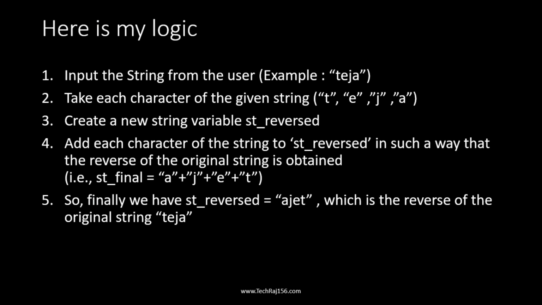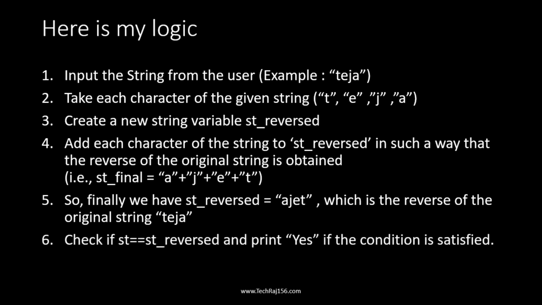So this is the logic for reversing the string, and for this logic just extend something, just add another point, probably 2 points. Okay, so check if st equal to st underscore reversed. St is the original string that we have inputted, and st underscore reversed is the string that we reversed from the original string, right? So, and print yes if the condition is satisfied. That's it. The second question is also answered. I hope you got it.